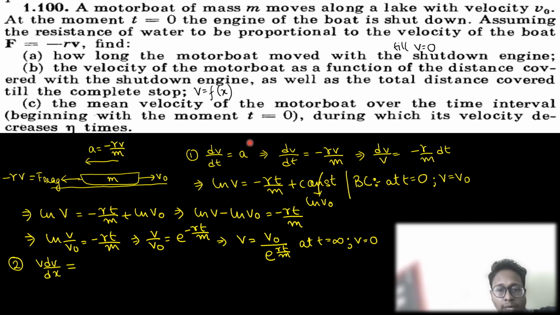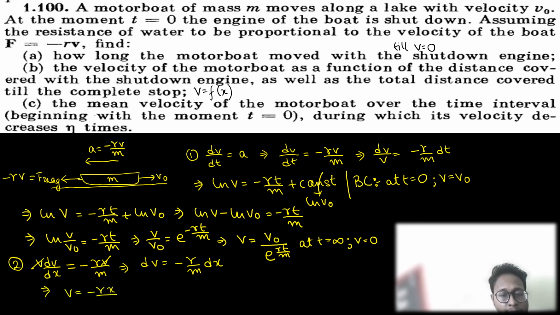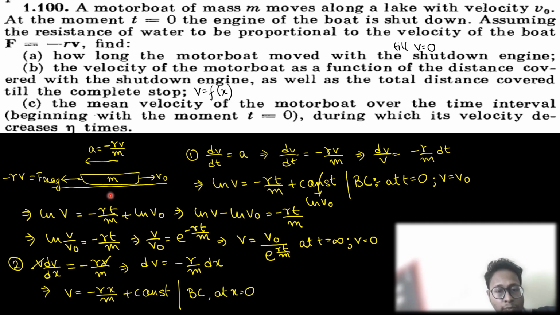Minus rv by m, where v and v will get cancelled. So dv equals minus r by m dx. If I integrate this one, v equals minus rx by m plus some constant. Now the boundary condition: at x equals 0, that means at t equals 0, I am considering my boat at the origin, v equals v naught.